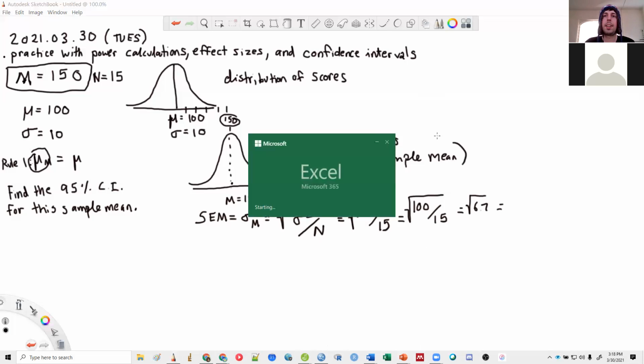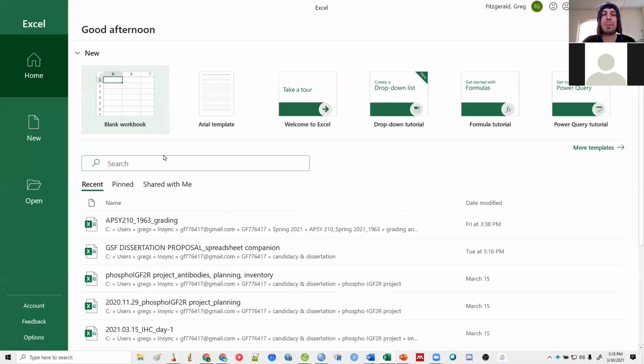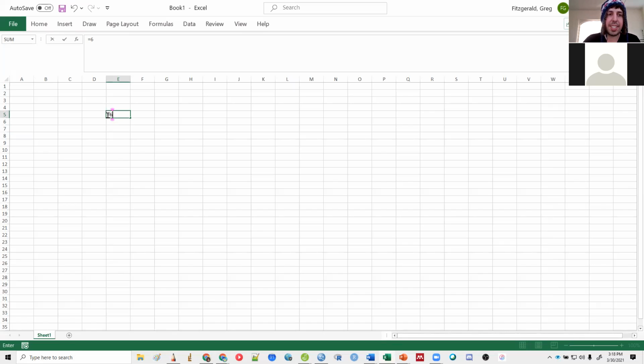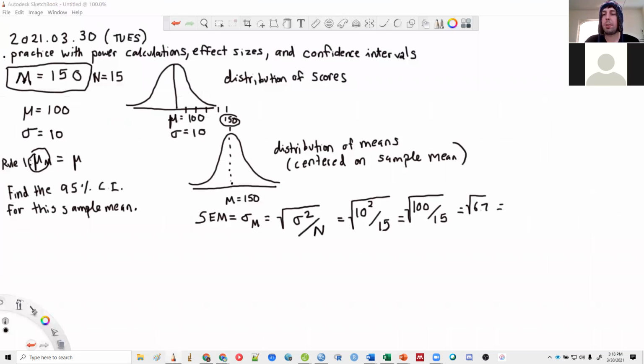I do not want to make an error here, and as I've reiterated several times, there is nothing better than Excel as a calculator. So if I want to do the square root of 6.7, you can use a function, or you can just do to the power of 0.5, and it's about 2.59. Let's round that to 2.6. So there we go. We've got all that we need in order to do our confidence interval calculations.